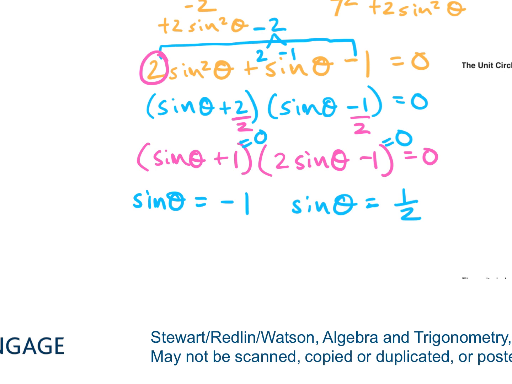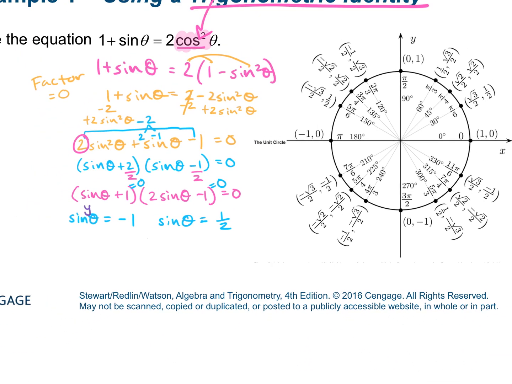Question so far? Sine tells us we have to look at what on our unit circle? The y. So where on our unit circle is y negative 1? 3 pi over 2. So theta is going to equal 3 pi over 2. Anywhere else is our y negative 1? No. So let's move on to the next one.